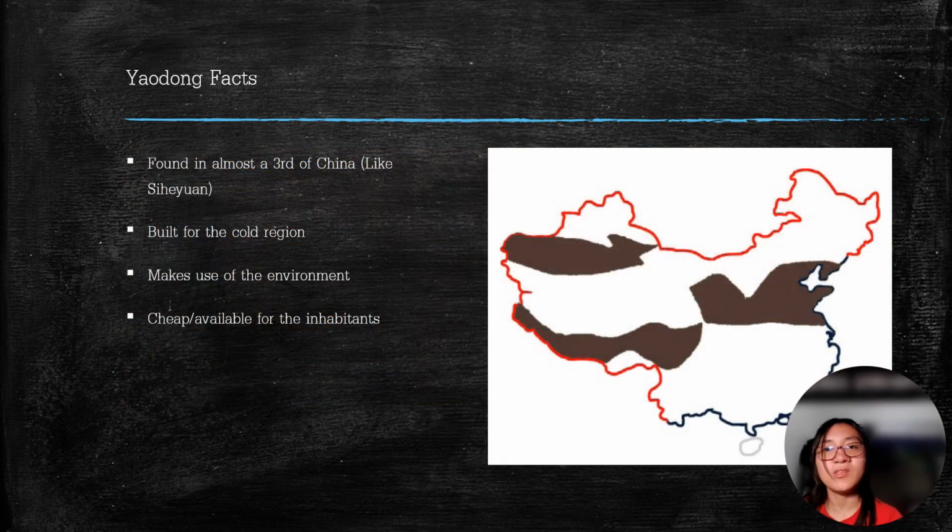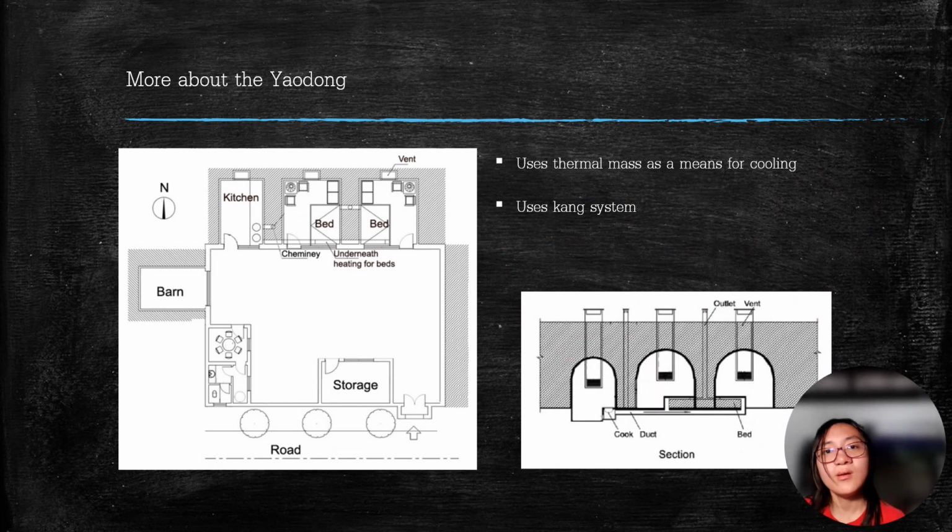Yaodong building type is found in the same cold regions as the Siheyuan. It also takes advantage of the soft earth to create affordable living spaces that heat and cool naturally. The yaodong uses thermal mass of the landscape to insulate it from the cold, as well as having the same kang system as seen in the Siheyuan.